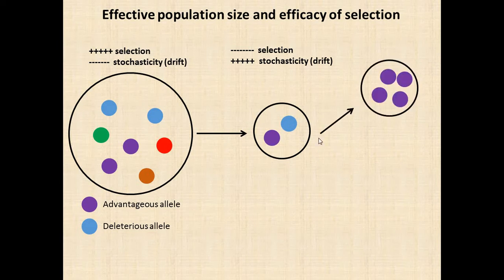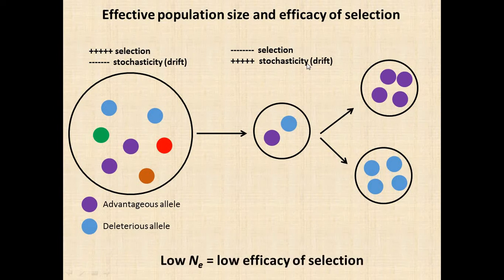And it's precisely the case. If this one dies for whatever reason, falling from a cliff, then all the others, or the next generation, or the next population, will only carry this advantageous allele. Well, if it's this one dying, then the population will carry only deleterious alleles, simply due to stochasticity. And the take-home message here is simply, with a low effective population size, there's going to be a low efficacy of selection. Selection will not be able to act or to counteract stochasticity, let's say.